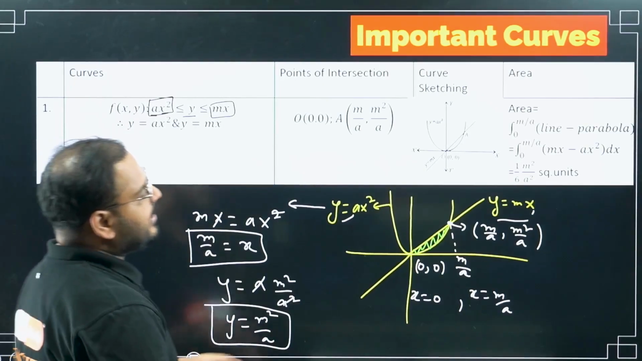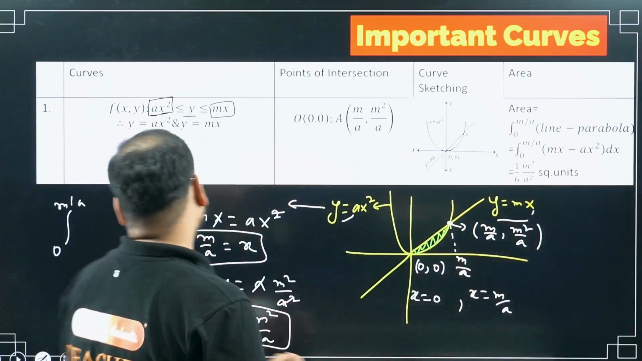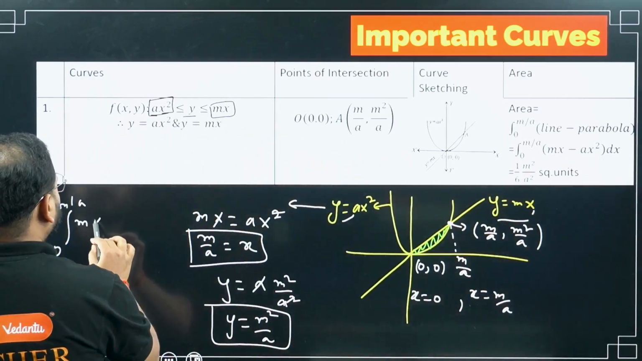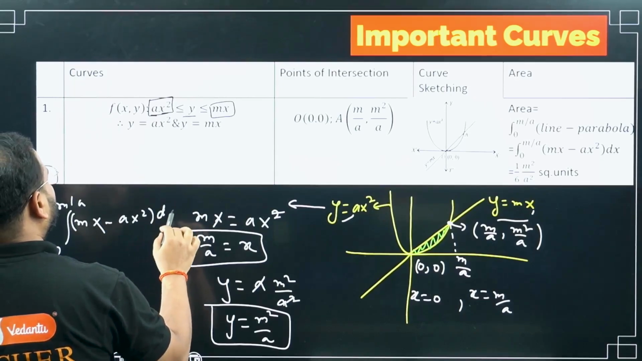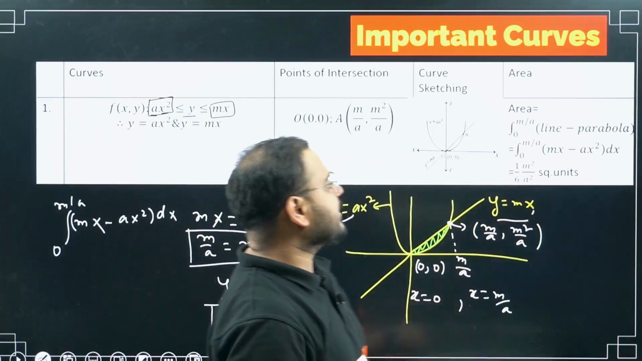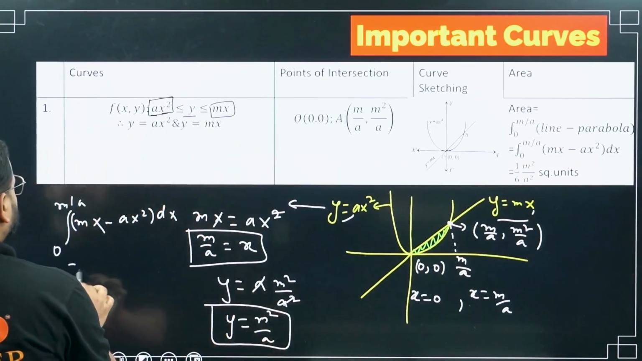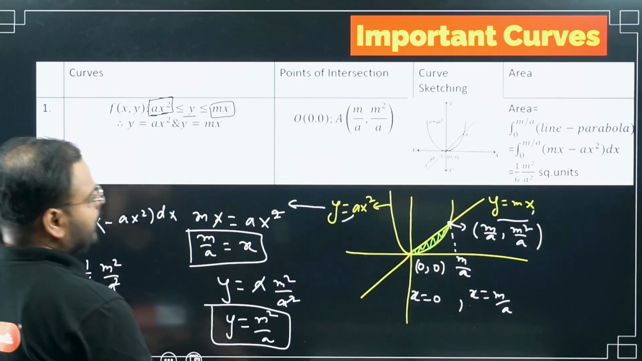For the area part, I have to take the function mx minus ax square. How come mx, sir? mx for the line, and ax square for the parabola. With dx, we have to take the integration. Once you do the integration, you're going to get the result as 1 by 6 m square by a square.